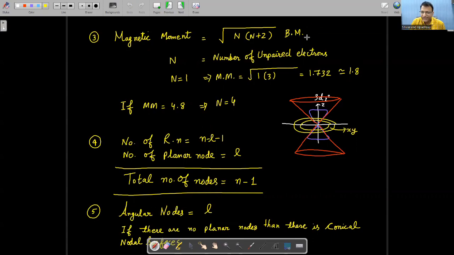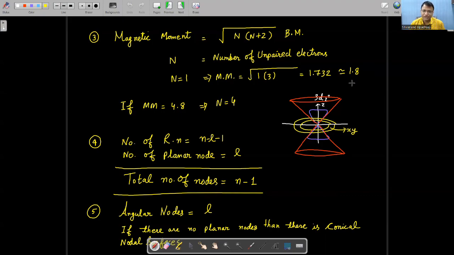eh upon 4 pi m is the value of Bohr's magneton. So here n is the number of unpaired electrons. Suppose I put n equal to 1, I can write that the magnetic moment is equal to under root 3 Bohr's magneton, which is 1.732, approximately 1.8. So sometimes they will give the magnetic moment and you have to calculate the number of unpaired electrons.